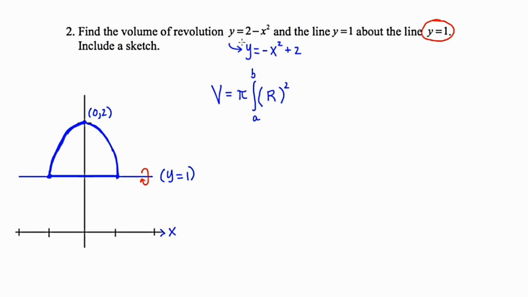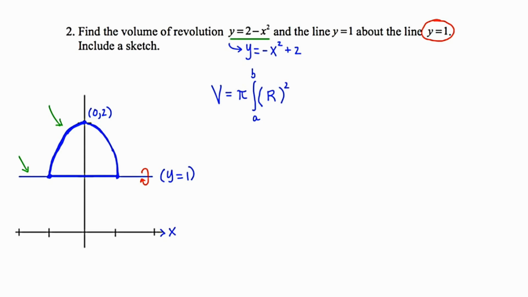So I've gone ahead and I've made this sketch for you. The first thing we are focusing on is the function y equals 2 minus x squared, which I rewrote as y equals negative x squared plus 2. This is a parabola shifted up 2 units and turned upside down, and I've drawn that over here. And this region is also bounded by the line y equals 1, which I've drawn here, and it's also revolved around that line.